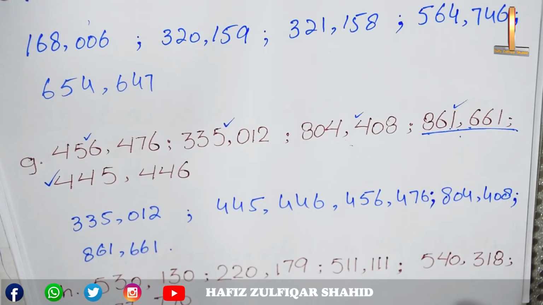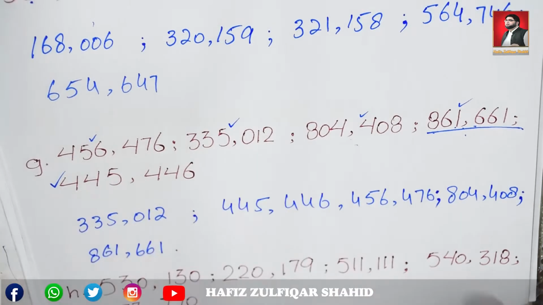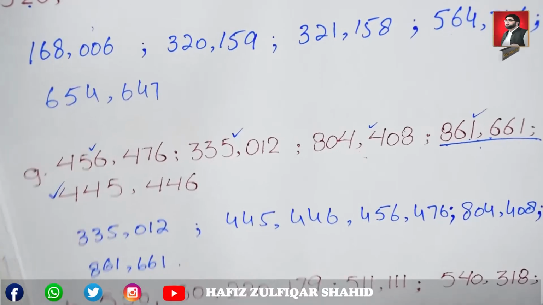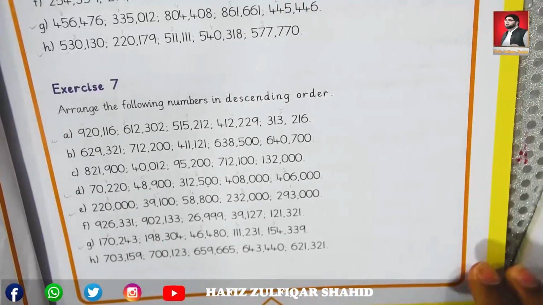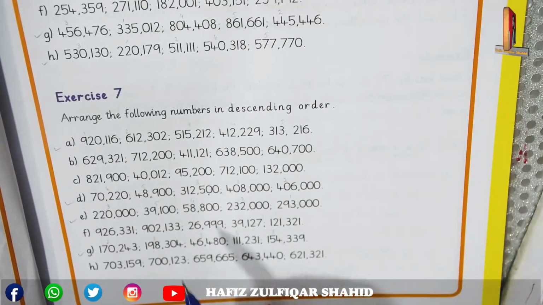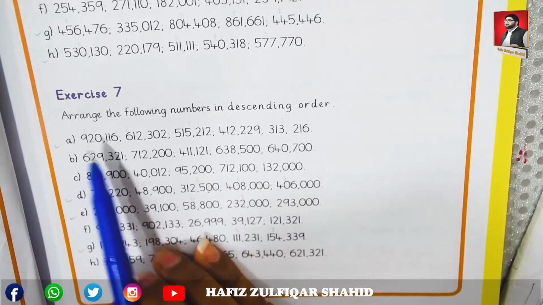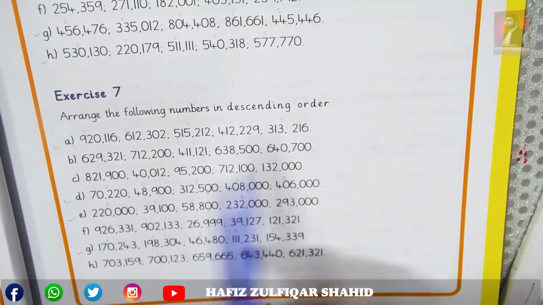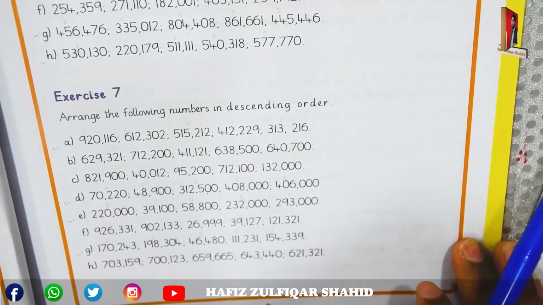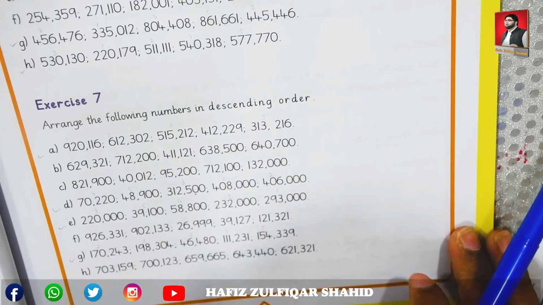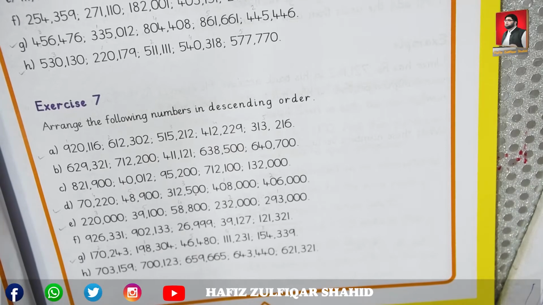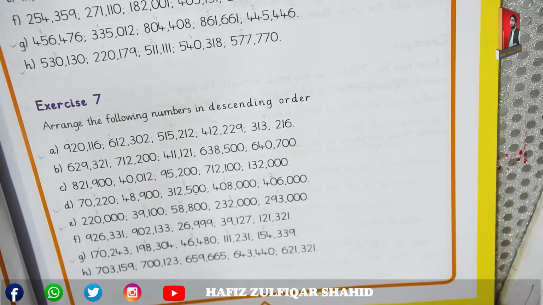With the same process, we can arrange any number or any bunch of numbers, arranging them from smallest to greatest. Next, see in exercise 7 what we have to do. Here we have some numbers. Arrange the following numbers in descending order. Now it is the reverse method of ascending order. According to descending order, we have to arrange numbers from greatest to smallest.